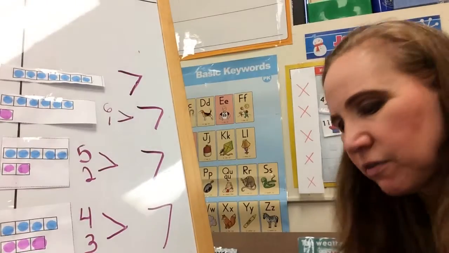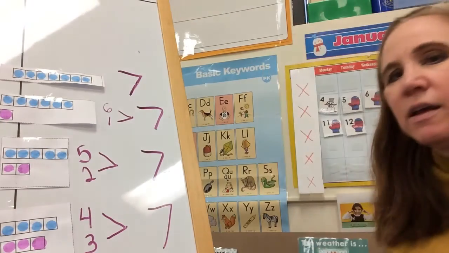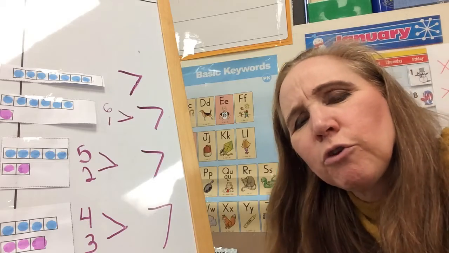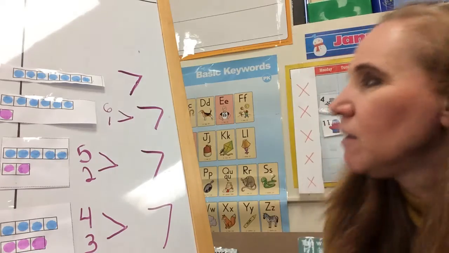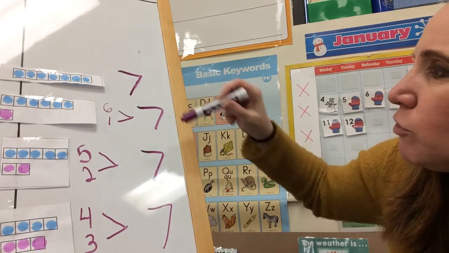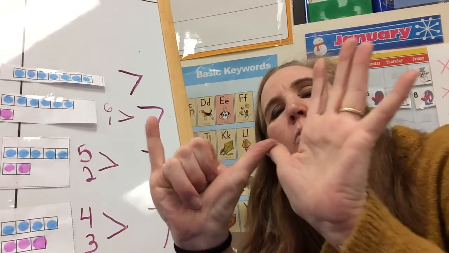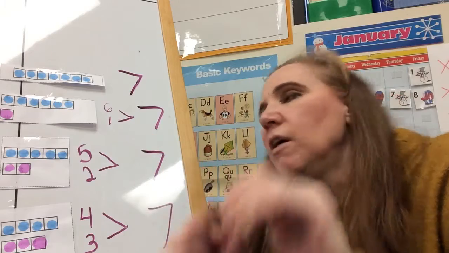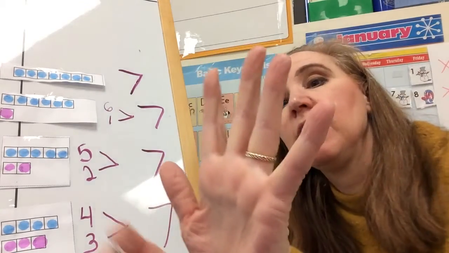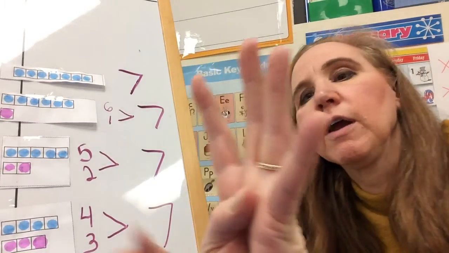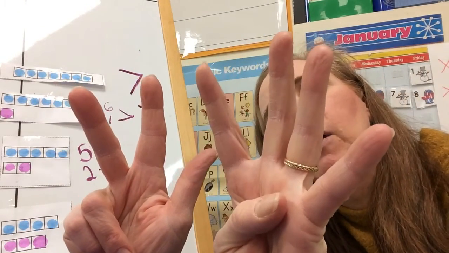All right, friends, let me scooch back in. So we talked about the number 7 today and the different groups that make 7. We can have 7 as one group, or we can have a group of 6 and 1. That makes 7. Or we can have a group of 5 and 2. That makes 7. Or we can have a group of 4 and 3. And that also makes 7.